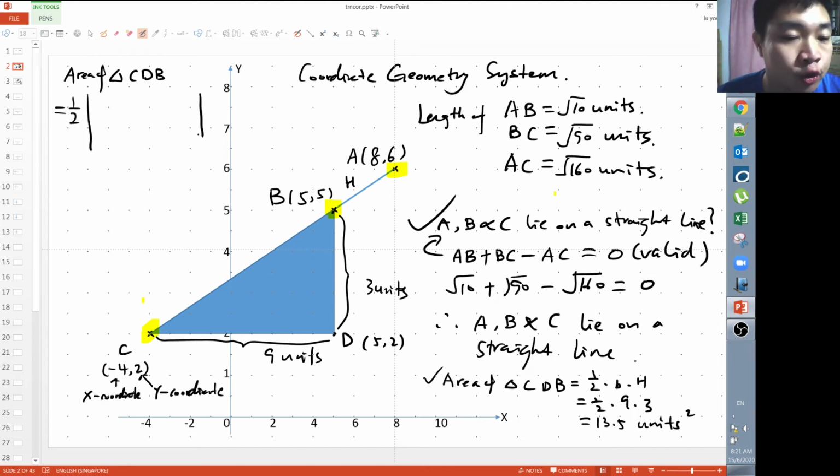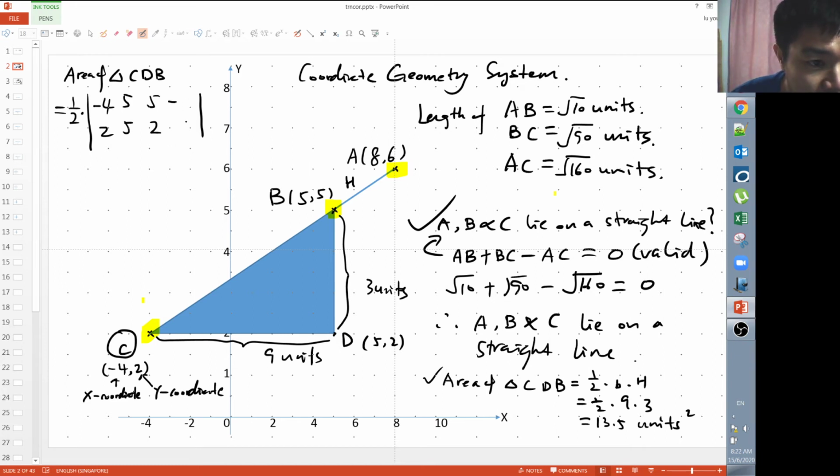All right, so what you do is you write down half times the modular sign, two straight lines. You start from your, let me choose C as my starting point. If C is my starting point, I have my minus 4 and 2, and I go to B, which is 5 and 5, and then I come to D, 5 and 2, and the last pair of numbers will be given by my starting point, minus 4 and 2.